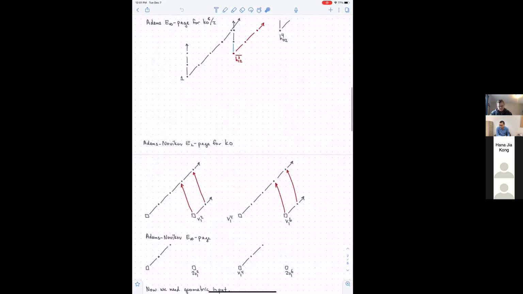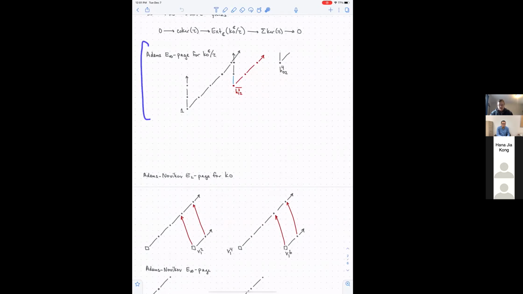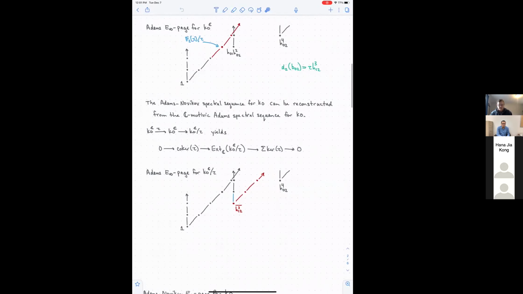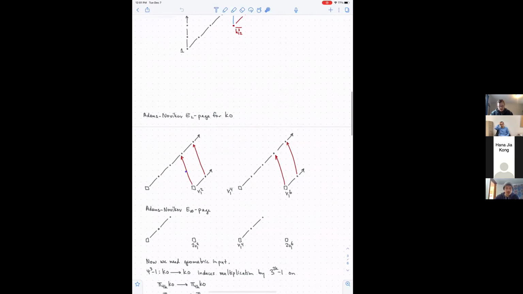Now, this is what the E2 page for the Adams-Novikov spectral sequence for KO looks like. And there are differentials in this spectral sequence that can also be read off of the motivic information. So it's not new information. It's really the same. Well, I guess maybe you need to go all the way back here. But anyway, this motivic information tells you about the presence of all of these differentials.